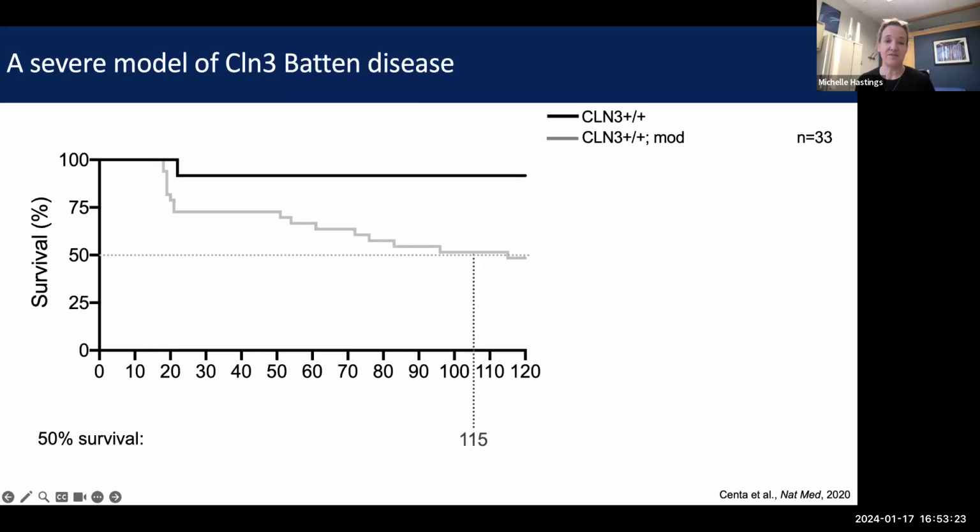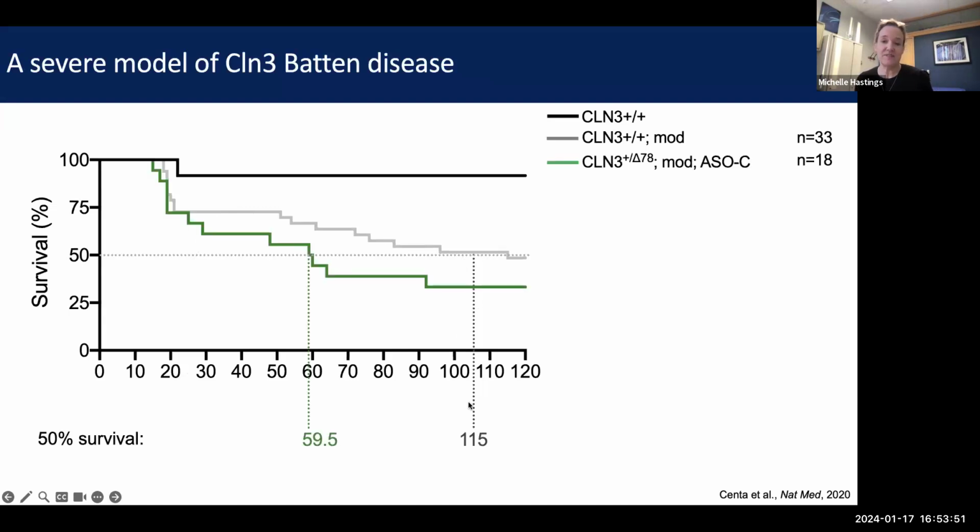We have a severe model of CLN3. Unfortunately, with the human mutation in mice, the mice don't have a severe disease. And so that is one problem that we dealt with when trying to show efficacy for our oligo. But we made a severe mouse model where on this severe genetic background, there is a shortened lifespan. So 50% survival is about 115 days. If we knock out one copy of CLN3, lifespan goes down to 59.5 days. So survival is dependent on CLN3 copy number.